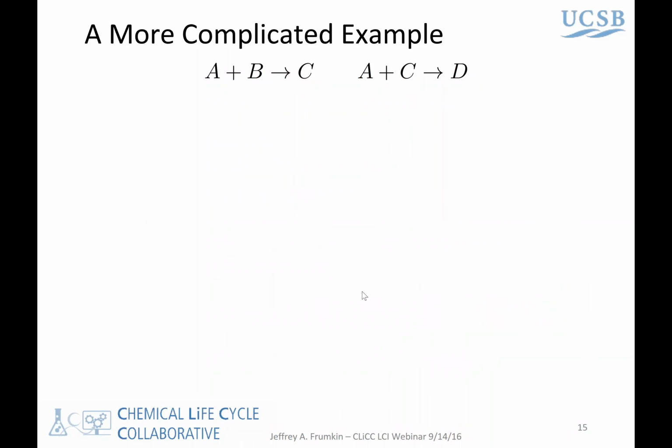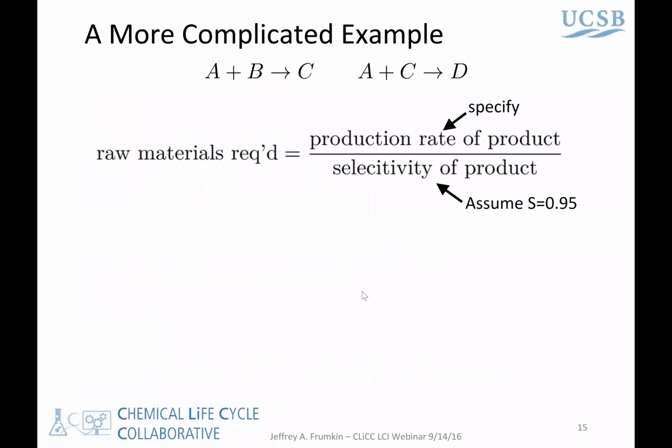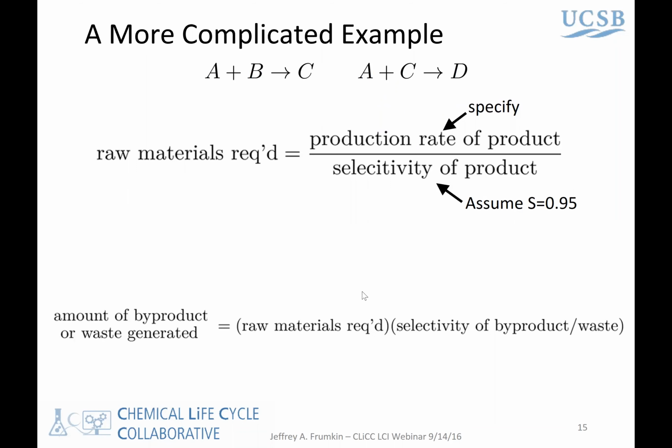So going back to this more complicated example, we can briefly run through how we calculate information. The raw materials required can be calculated as the production rate of your desired product, which a user would specify. You know, I want to make 100 million tons per year of chemical X or whatever, and then that divided by the selectivity of that product, which for this case, we're going to assume is 95%. So with this very simple equation and a really simple assumption, we can get an estimate of raw materials required.